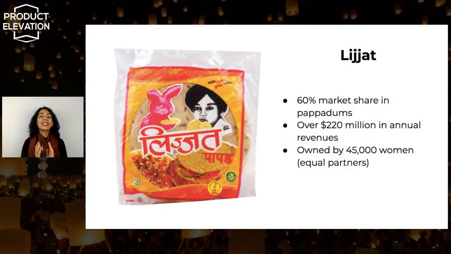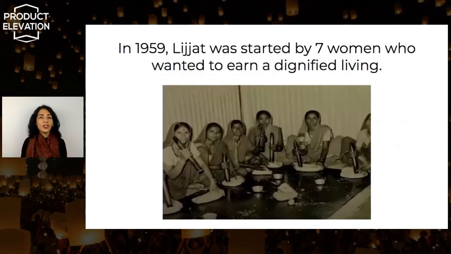So Dutt has 60% market share in papadums. The rest of the market is just truly fragmented. They have over $220 million in annual revenues. And most fascinatingly, Dutt is owned by 45,000 women who are all equal partners in the organization. So how did Dutt come about, and why is it so vision driven? I have to tell you about how this organization started.